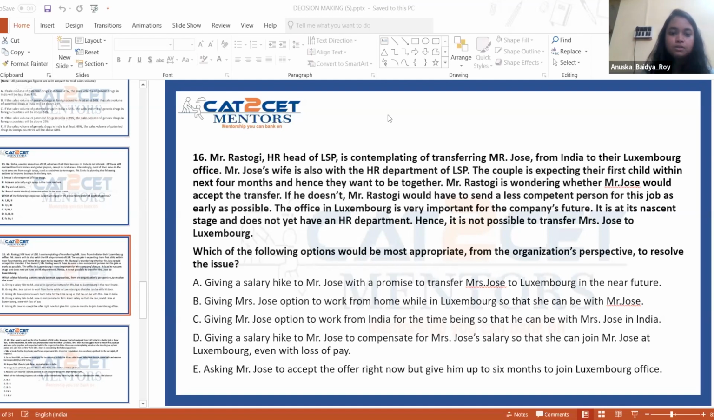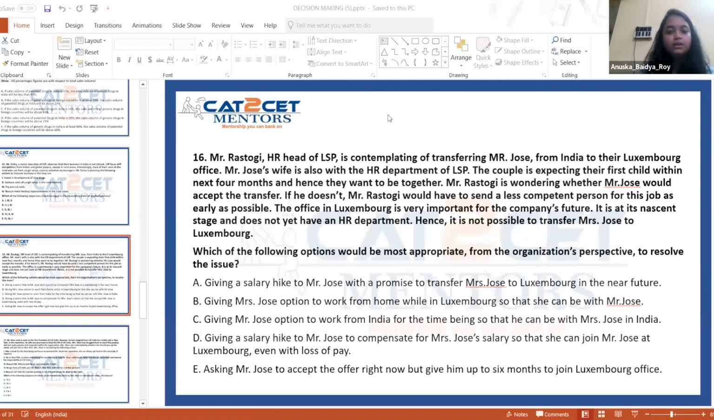Let's keep it. C, giving Mr. Jose the option to work from India for the timing so that he can be with Mrs. Jose in India. Now, that is detrimental for the company. Company wants profits. Company wants to send Mr. Jose to Luxembourg. The office there needs him. So this is contrary to the interest of the company, not a good option. Company अपने interest छोड़ के तो नहीं करेगा ना कुछ भी, right? Not a good option.